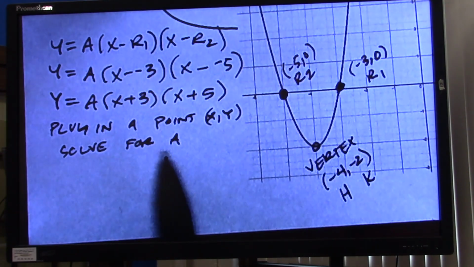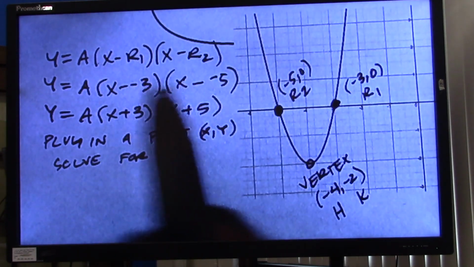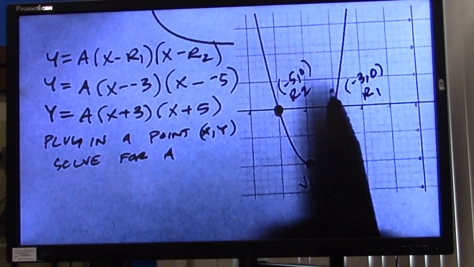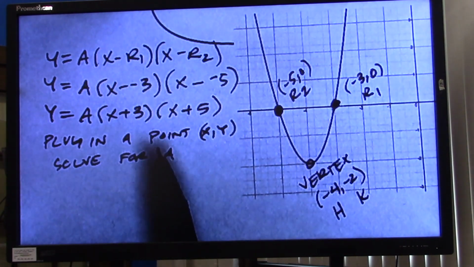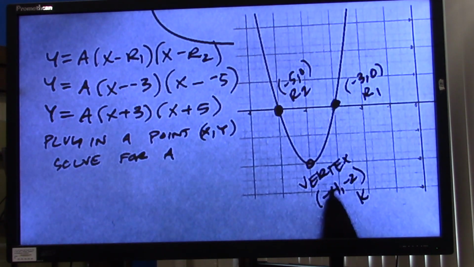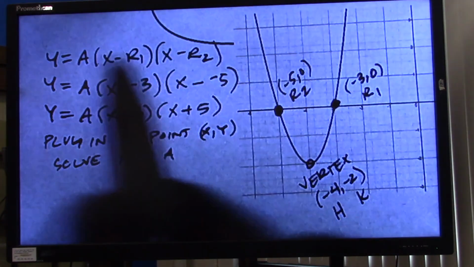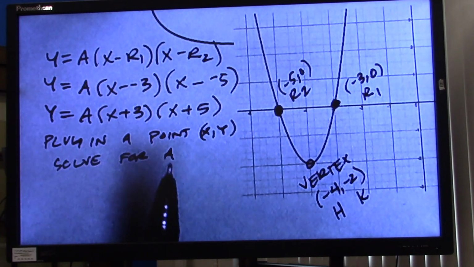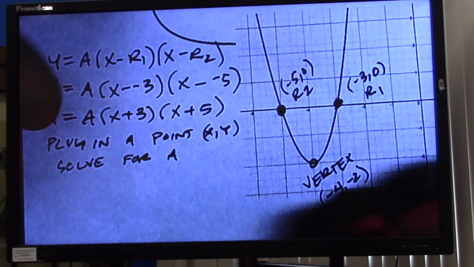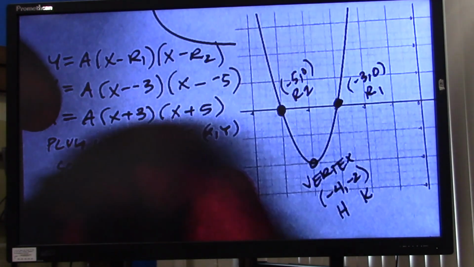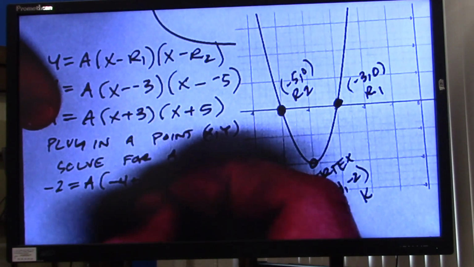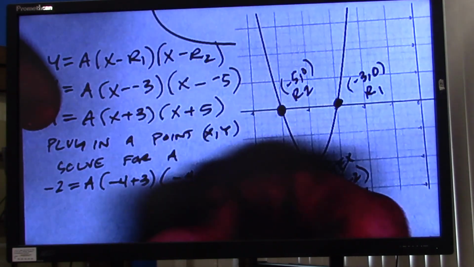So if we plug in a point, if you notice here, we already used the 2 roots to begin this process. You can't use those again. Okay, so the other, we use these 2. Now we can plug in the vertex because it hasn't been used yet from this angle. You haven't used it on this to find a factor form. So we'll go ahead and plug in the x and the y are going to be specifically negative 4, negative 2. Negative 2 equals a, x is negative 4 plus 3, and negative 4 plus 5.